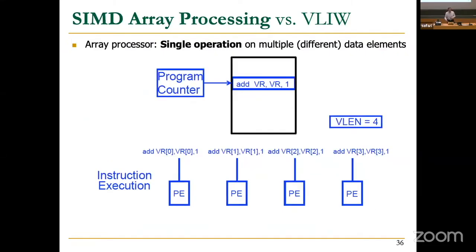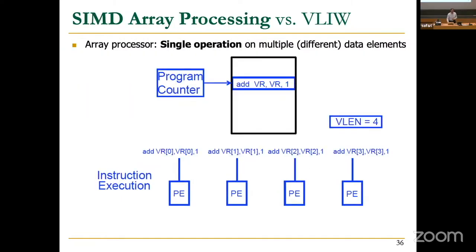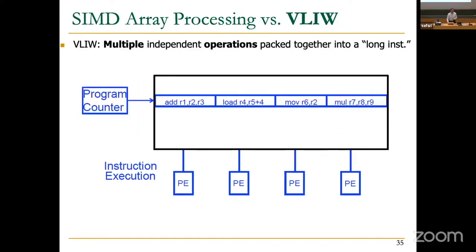Let's just look at array processing in this particular case. If you look at a program counter, it specifies a single operation, except the single operation gets expanded to multiple different data elements. So this is the contrast between VLIW and an array processor. VLIW actually can exploit more general purpose parallelism, as you can see, as long as it's discoverable by the compiler and packable into instructions like this.